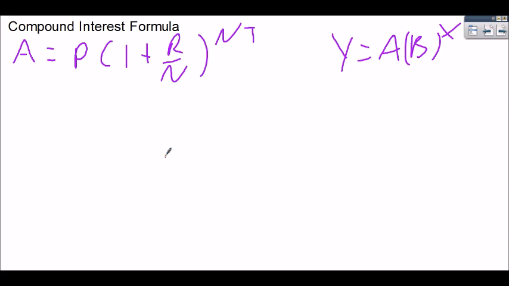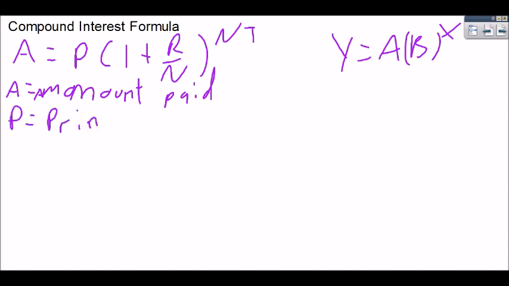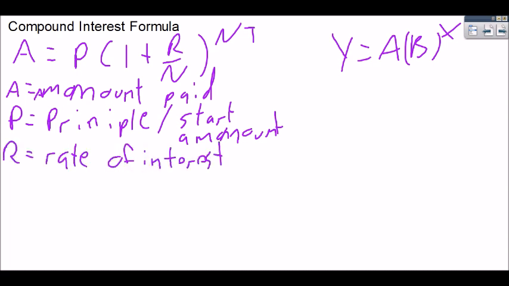A is the amount that we're going to get paid at the end of it. So we put money in the bank, how much money are we going to get back? P stands for principal. Principal is how much money you put into it to start. R is the rate of the loan. N is how many times it's going to get compounded. So if they say yearly, that's going to be 1. But if they say monthly, that's going to be 12 during your time.